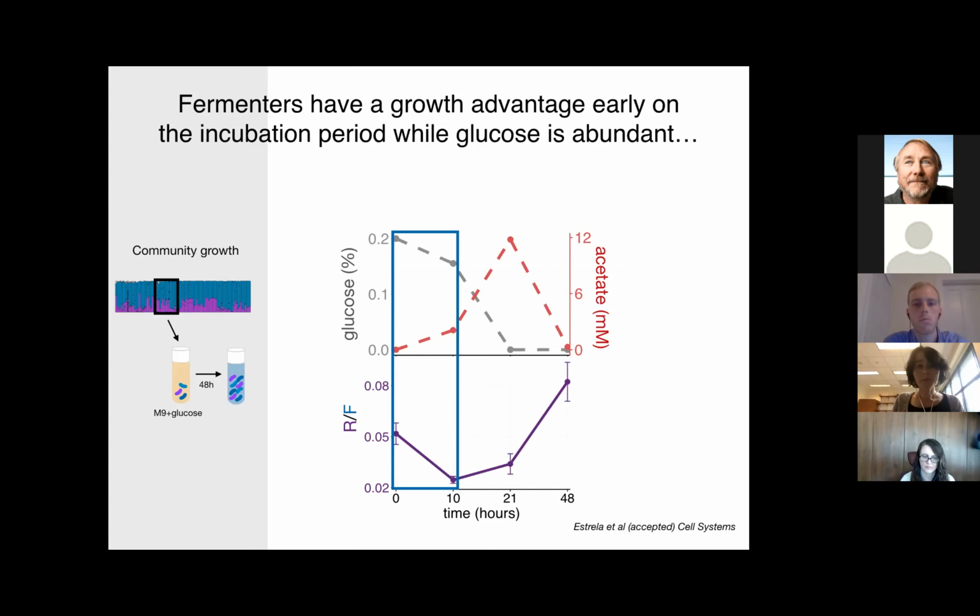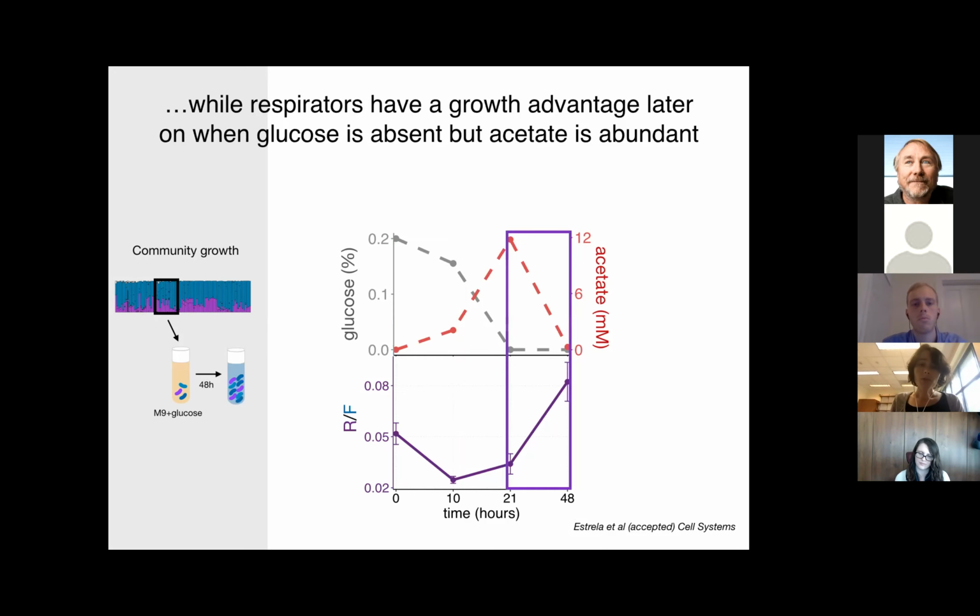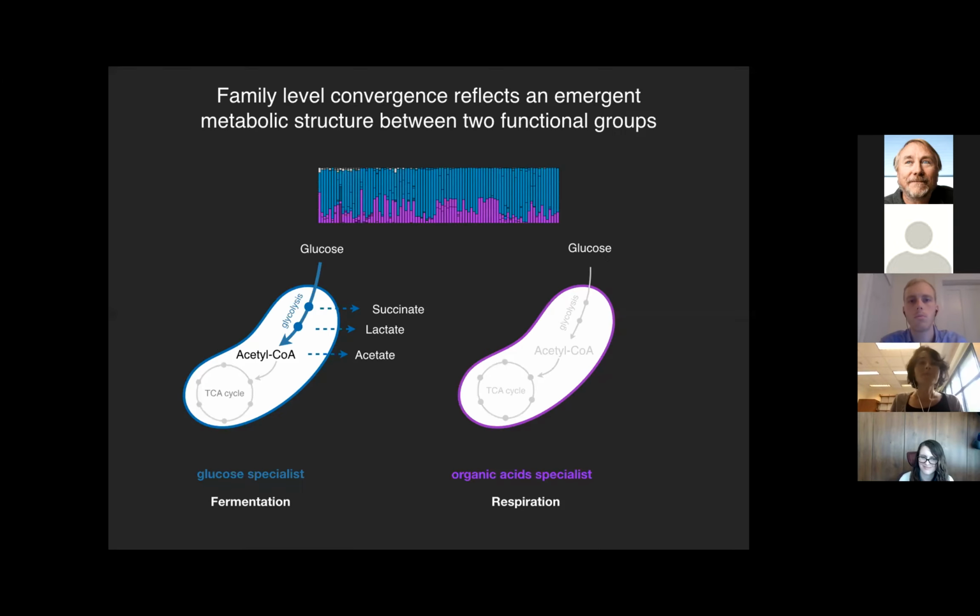Consistent with our hypothesis, we find that fermenters have a growth advantage early in the incubation, as the glucose is being depleted, and this can be seen by a decreasing RF ratio, while respirators have a growth advantage later on when the glucose is absent but the acetate is abundant, which we can see by an increase in the RF ratio as the acetate is being depleted. And so this just provides further evidence that this family convergence reflects an emergent metabolic structure between these two functional groups.